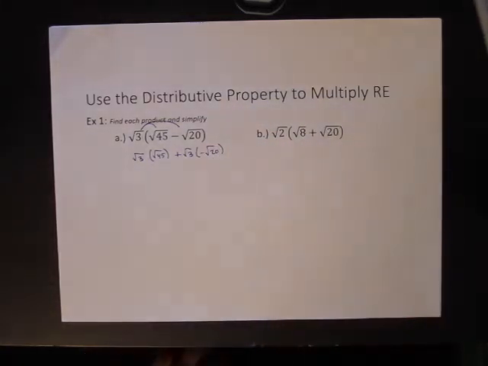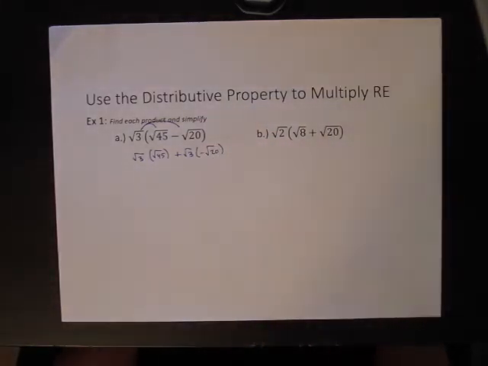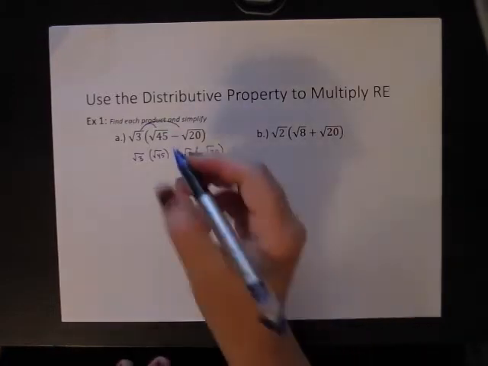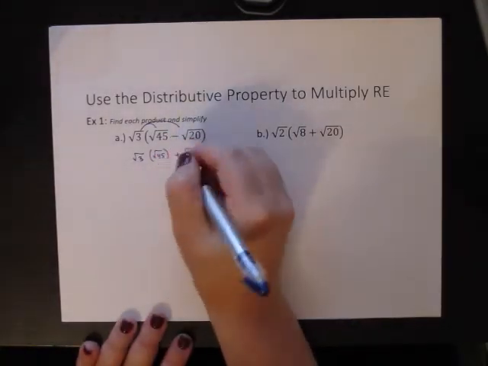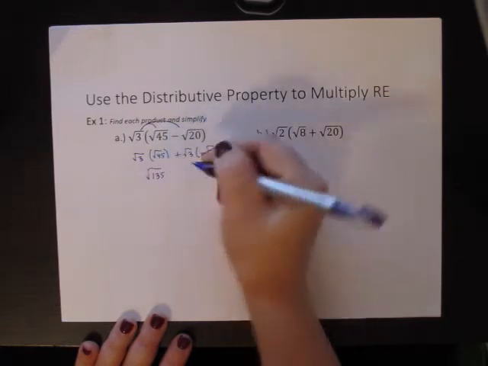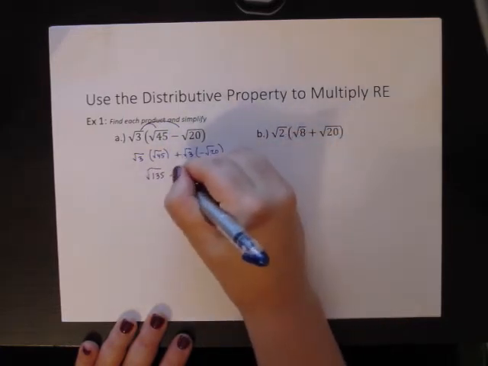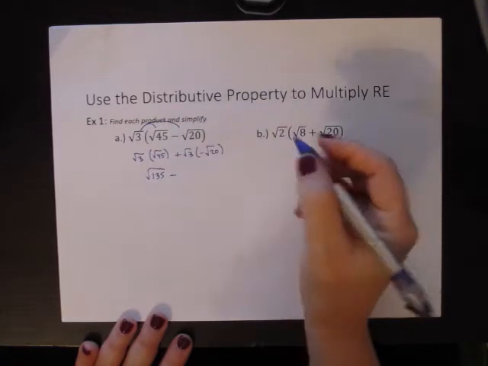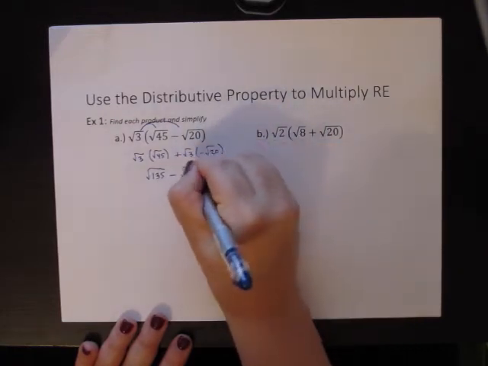The big mistake that I see is people don't carry their signs and then they end up getting the problem wrong. So square root of 3 times square root of 45 is the square root of 135. Positive times a negative is a negative. 3 times 20 is the square root of 60.